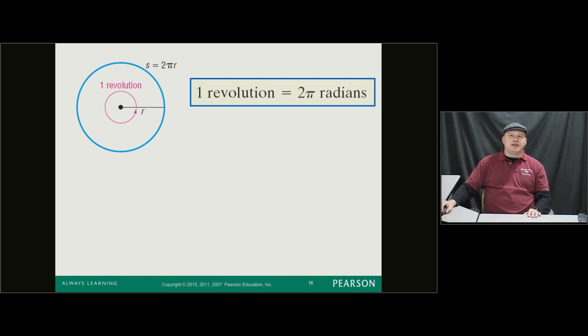Okay, 1 revolution is 2 pi radians. So now you might ask, well, why is that? Well, 360 degrees is 1 revolution as well in degrees. Now remember, 57 degrees was 1 radian. Well, 2 radians and 3 radians. So 3 radians would make me 3 times 57, which is about 171, 172 degrees. So 3 radians is around 171, 172 degrees.